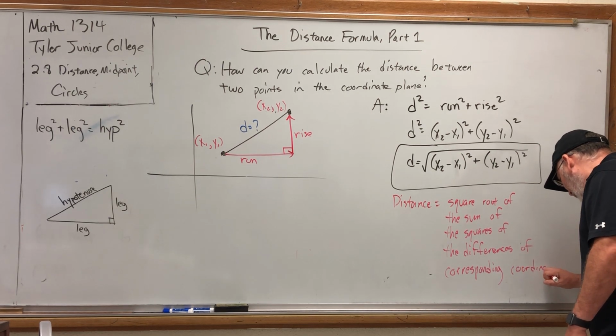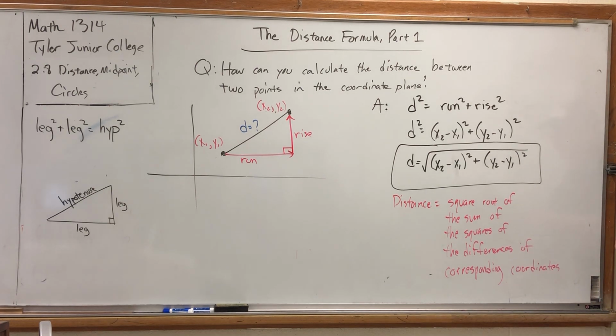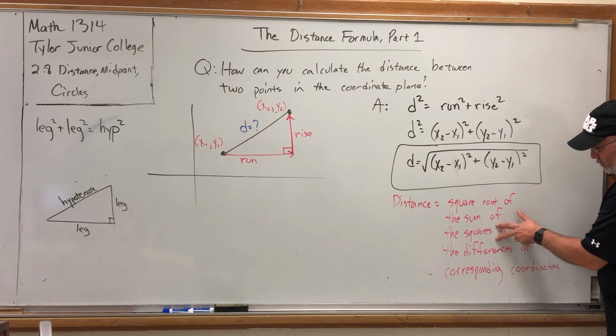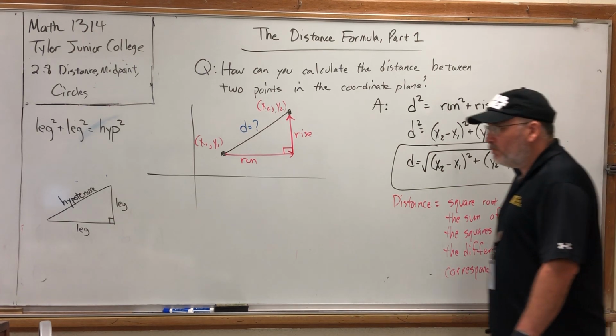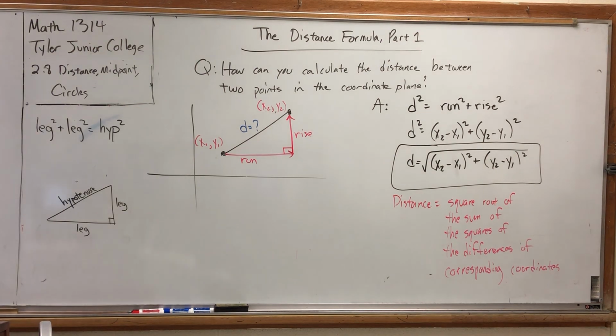I know it's a mouthful, but it tells you exactly how to calculate distance if you go from the bottom up. Find the difference of corresponding coordinates, square them, add them, and then take the square root. In the next video, we'll look at a couple of examples of calculating the distance between 2 points. Sometimes it comes out nice and clean, sometimes not so much.